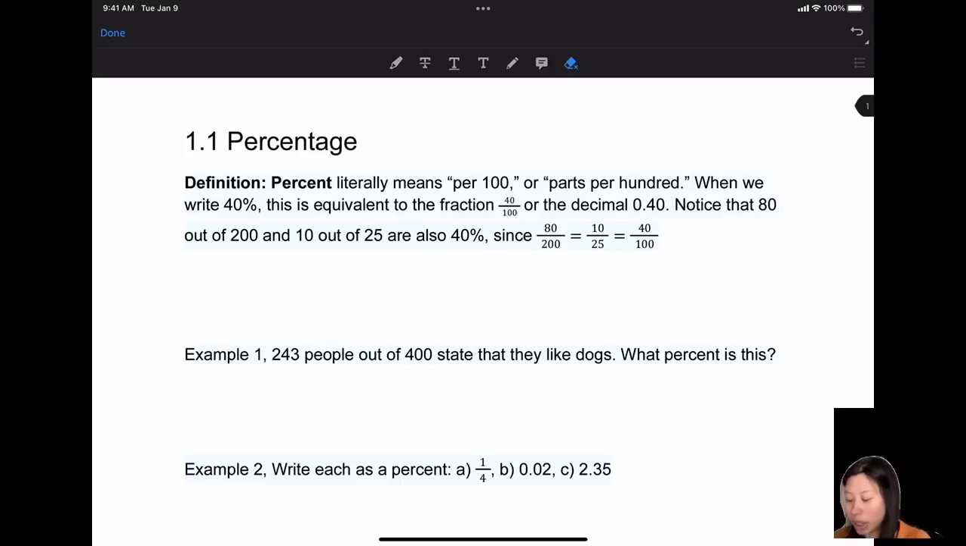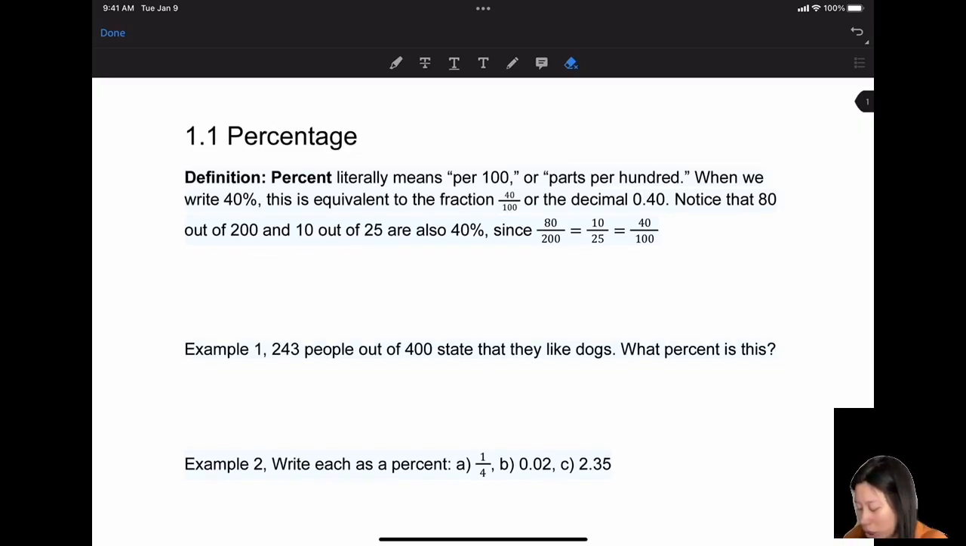Hello. So in this video, I'm going to talk about percentage. The definition of percentage literally means per hundred, or parts per hundred. So when we write 40%, this is equivalent to the fraction 40 out of 100, or the decimal 0.40. Notice that 80 out of 200 and 10 out of 25 are all 40%.